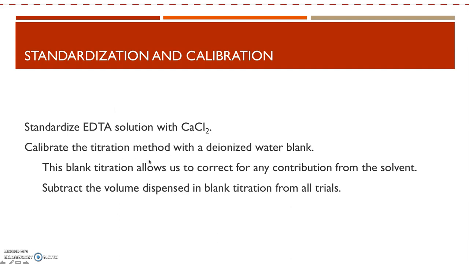You're going to calibrate the titration method with a deionized water blank also. Basically, this is adding only deionized water into your flask. So there's no analyte, there is only deionized water, and you run this titration the same way you would run any titration, except now it's going to happen much more quickly. Maybe a few drops, maybe a milliliter, but this blank titration allows us to correct for any contribution from the deionized water that we might put into that system. Then we subtract the volume dispensed in the blank titration from all the trials.